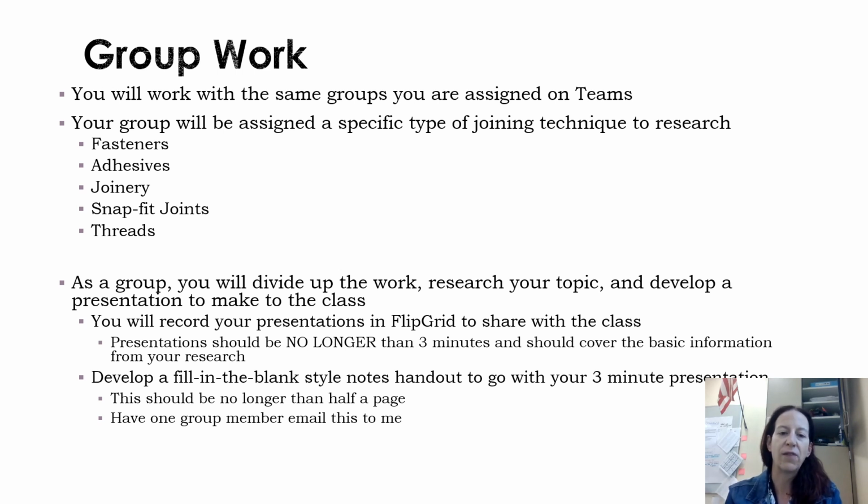As a group, you will divide up the work, research your topic, and develop a presentation to make to the class. You will record your presentations in Flipgrid to share with the class. So you guys know how Flipgrid works. You should be able to not only record, but also see the recordings from the other group members or other groups in the class. I think there are 8 groups, so each class is going to have 8 videos of 3 to 5 minutes each. You guys can do the math. That's somewhere between 24 and 40 minutes of video watching.